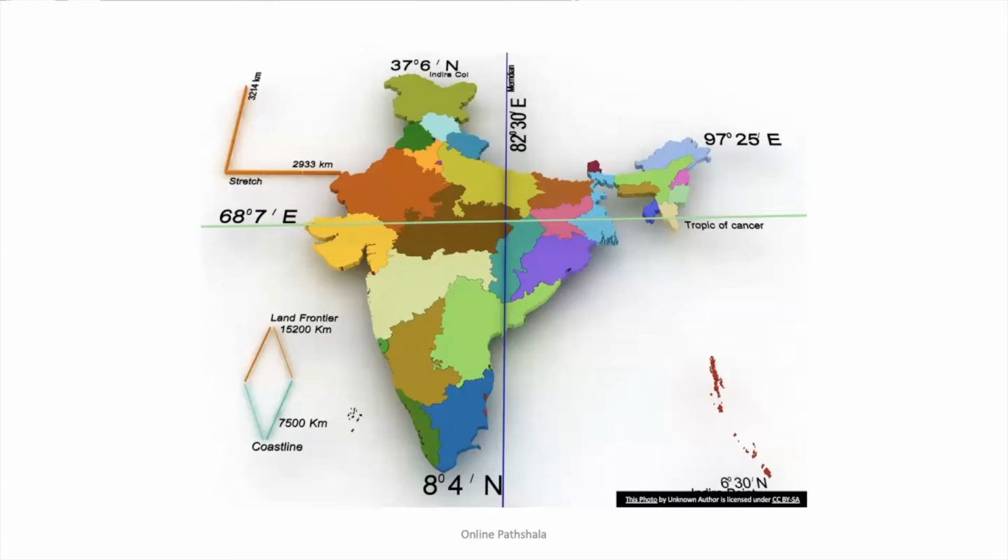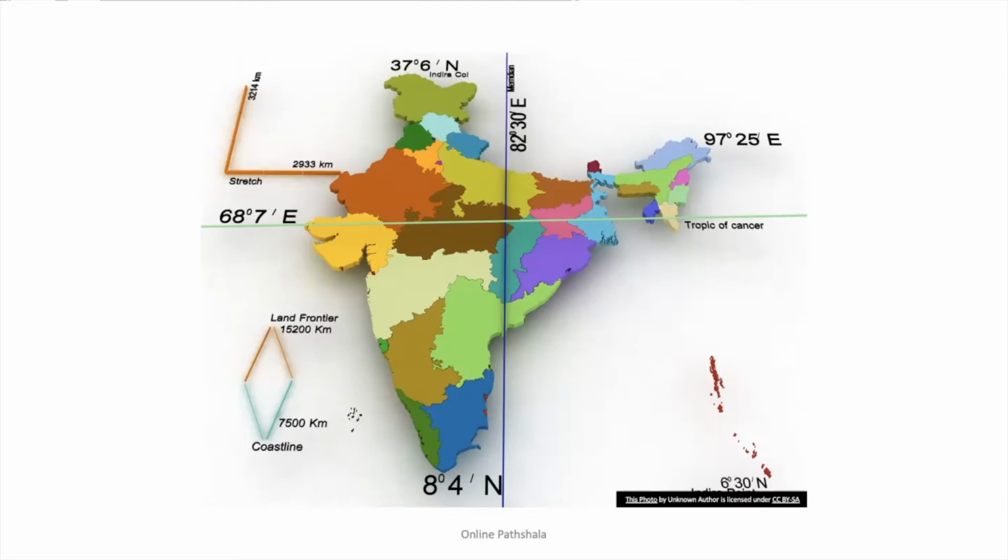Now, if you think about this, India is about the seventh largest country of the world, and it has a boundary of about 15,200 kilometers. And the total length of the coastline of the mainland, including Andaman and Nicobar and Lakshadweep Islands, is about 7,500 kilometers. To be precise, it's 7,516 kilometers or so.